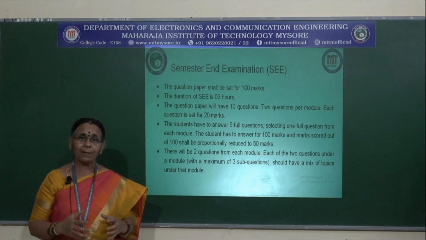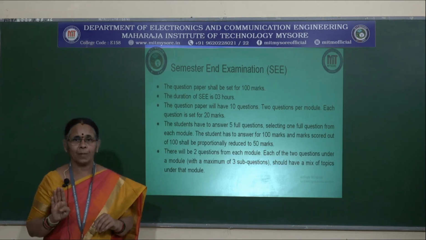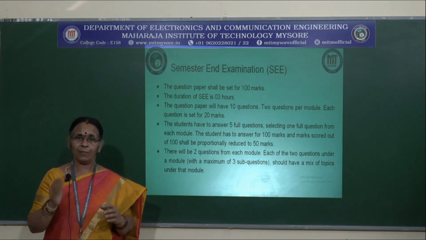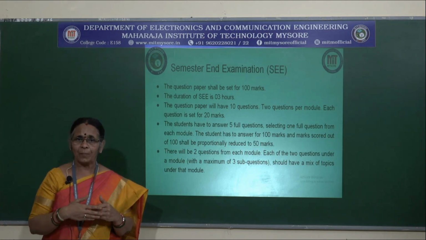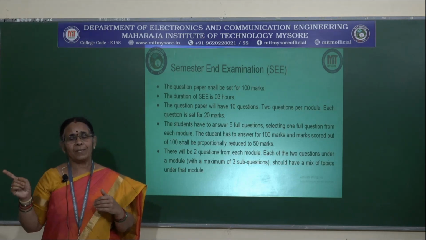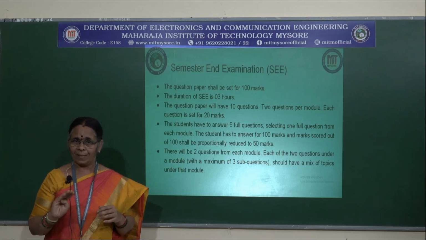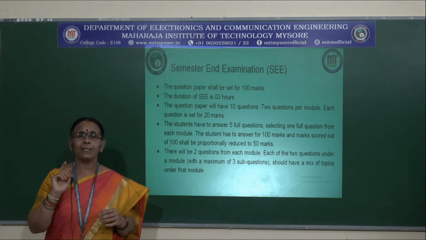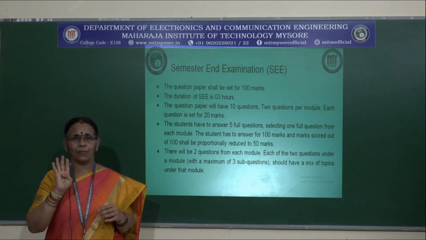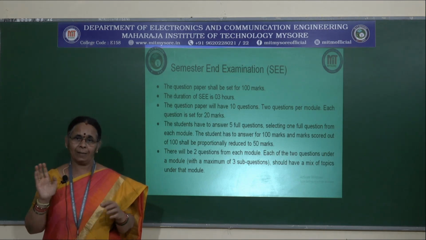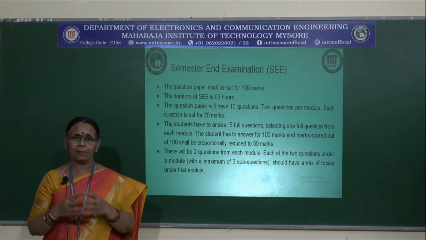But together, CIE and SEE should be 40. Even if it is 20 in internal assessment and 18 in semester end examination, adding together it becomes 38. In that case, the student has failed. To clear the paper, he has to score 40 out of 100, totaling CIE and SEE. So that is the rule.